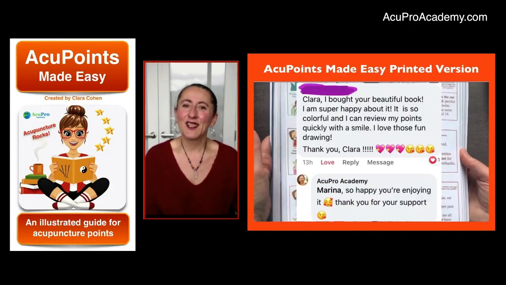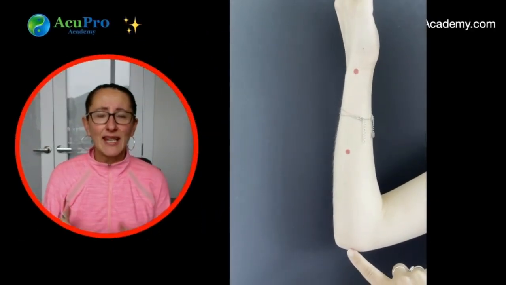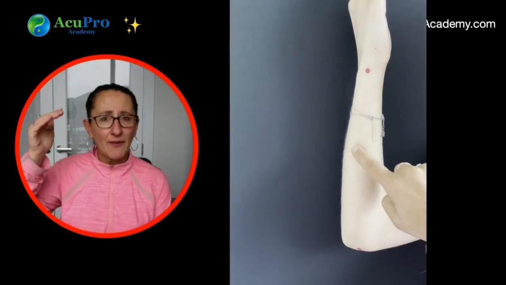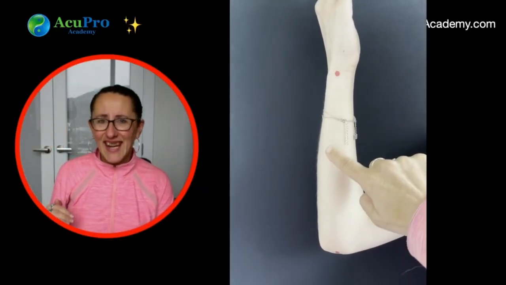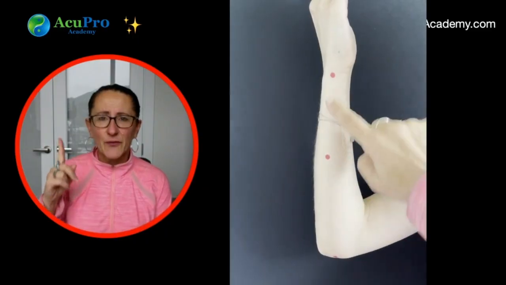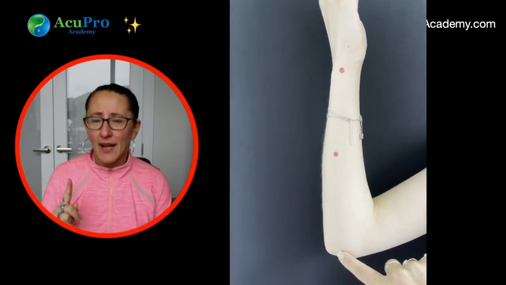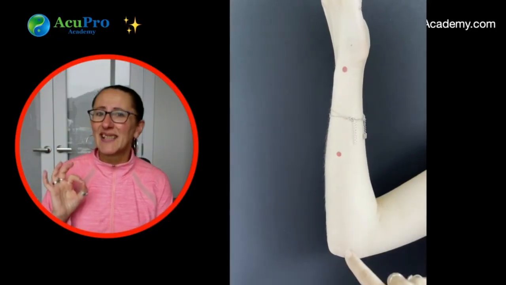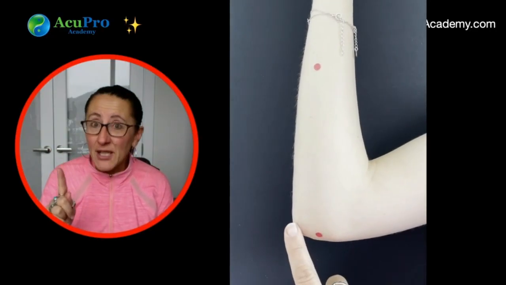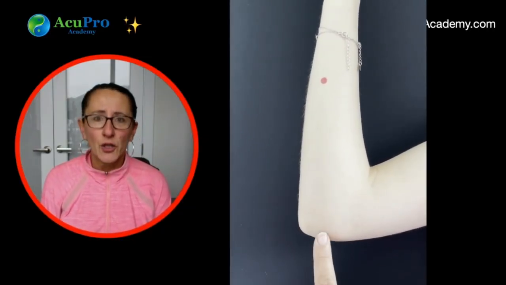Let's get back to what we're talking about today. Small intestine 7 is located on the line between small intestine 5 at the wrist and small intestine 8 at the elbow. It is 5 soon above small intestine 5 on that line. Small intestine 8 is located between the olecranon and the medial epicondyle of the humerus.